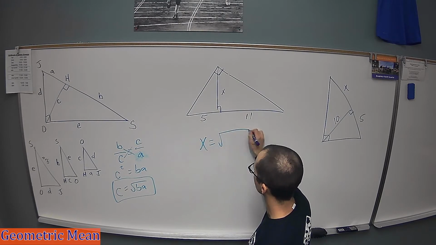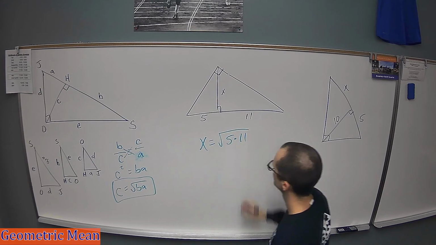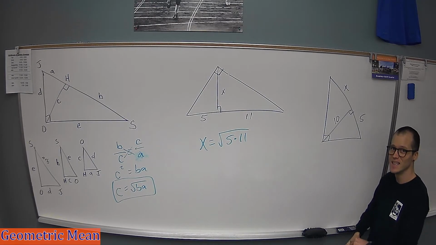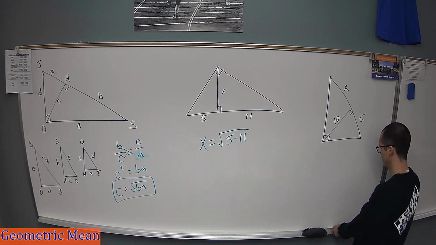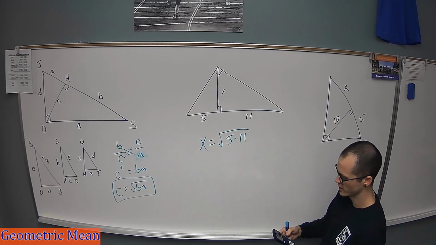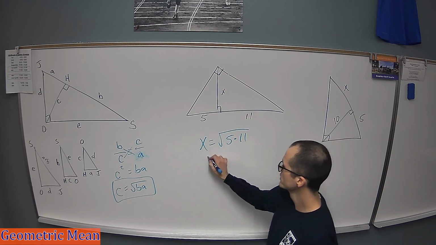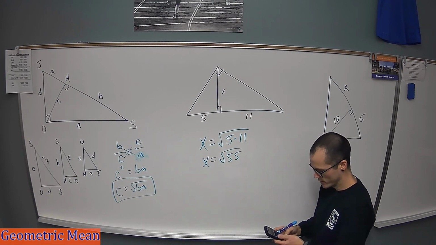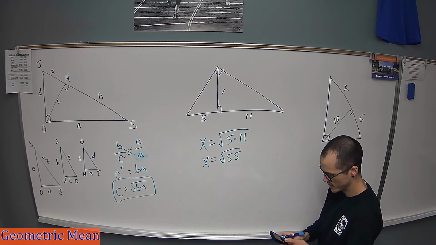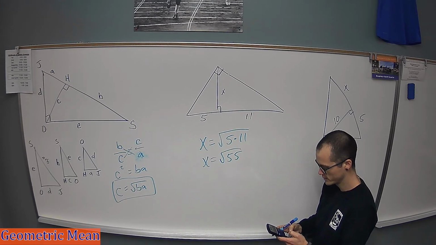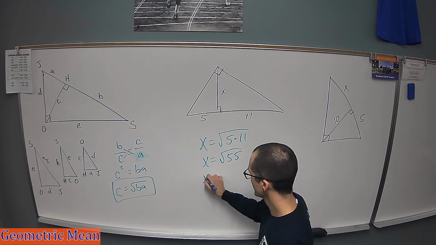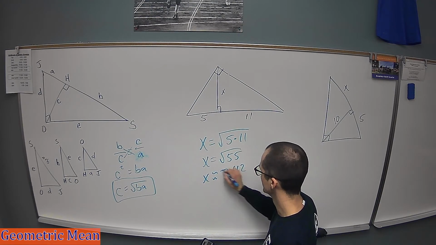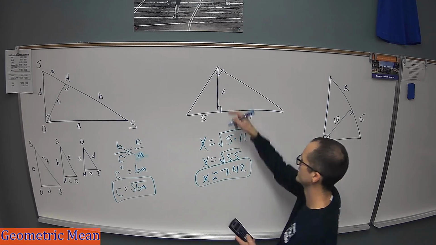X equals the square root of 5 times 11. And if that feels too easy, it should. It is a pretty sweet shortcut here. So X equals the square root of 55. I don't know what the square root of 55 is exactly, so let's grab a decimal approximation here. And so it looks like X is approximately 7.42. That's the length of the altitude.